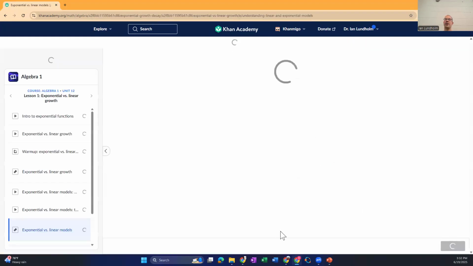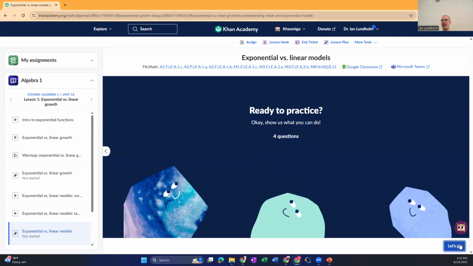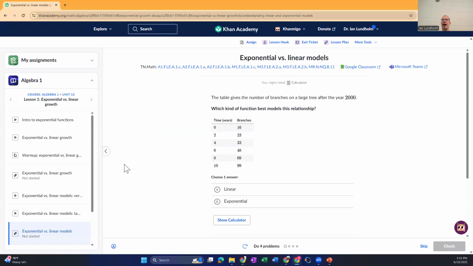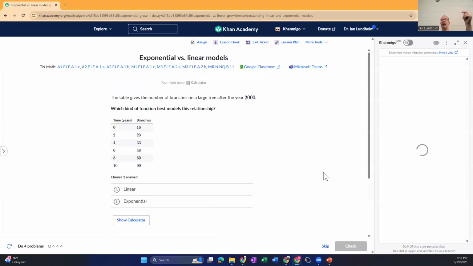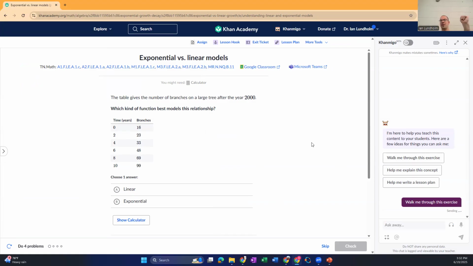All right, so let's try this. One individual skill. Looks like a reindeer right now. But yeah, if we were going to work on this, it says the table gives the number of branches on a large tree after the year 2000. What kind of function best models this relationship? If I wanted to get AI help to understand this, I could say, walk me through this exercise.